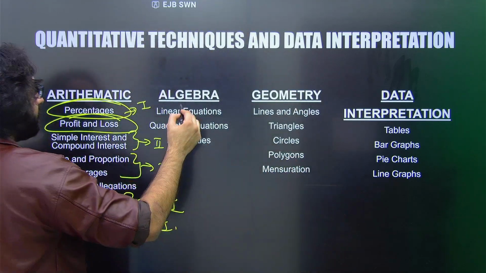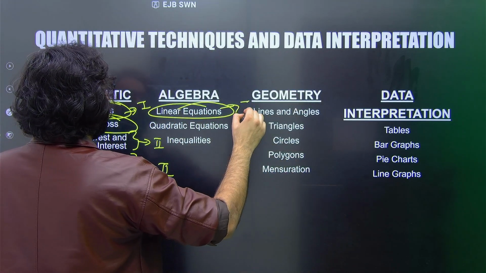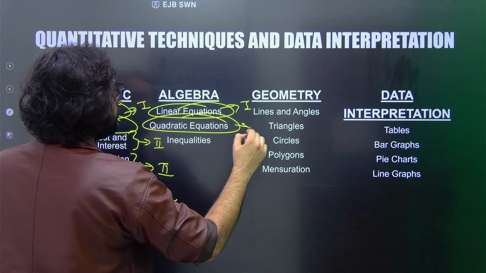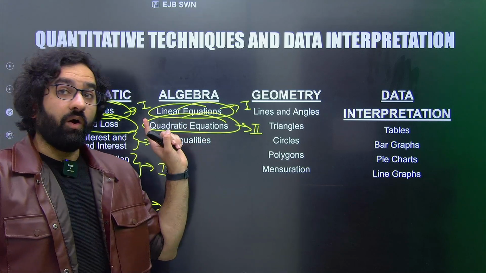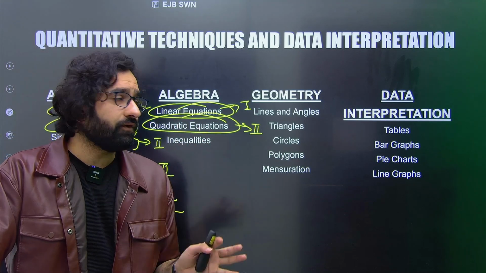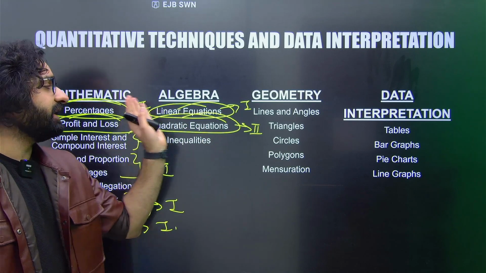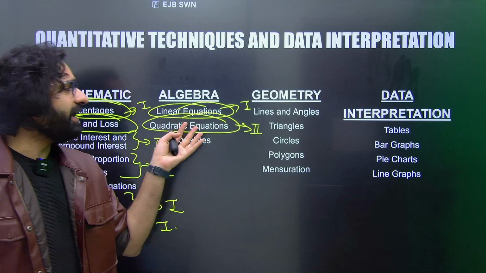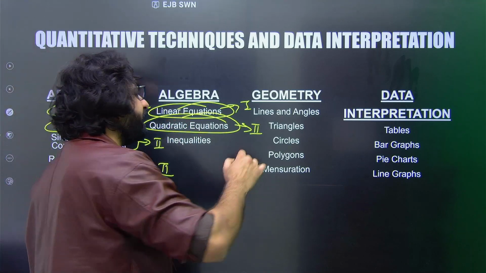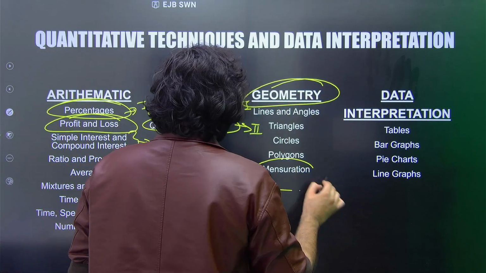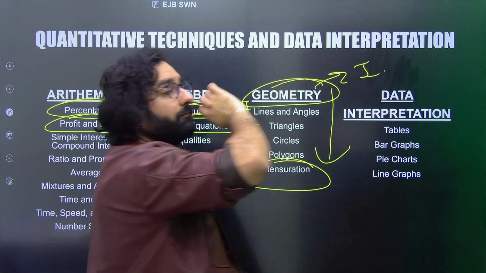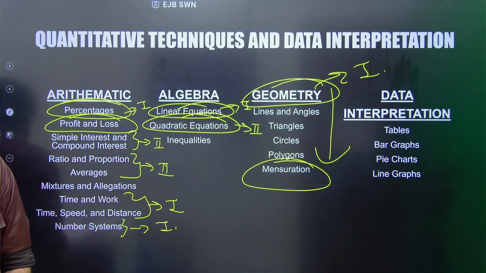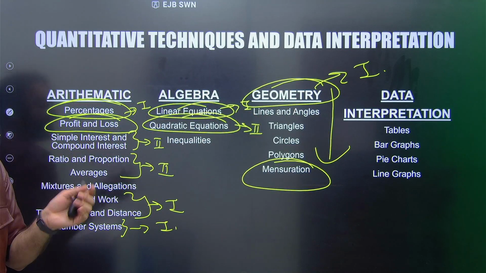In algebra, linear equations will fall under the first category, whereas quadratic equations would fall under the second category. That means if you have to choose only one of these two things, you should ideally go for linear equations. That would be an absolute for us. Geometry overall, the entire thing along with mensuration, is extremely important and would be rated number 1 in the entire segment. This is not something that you should mess around with.